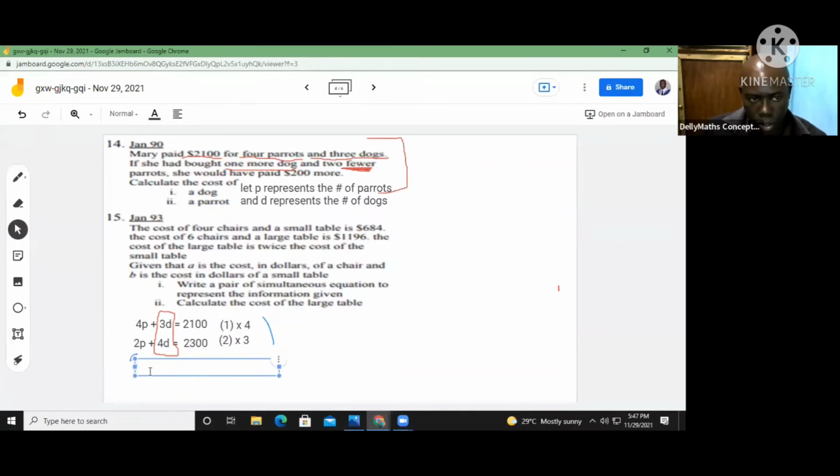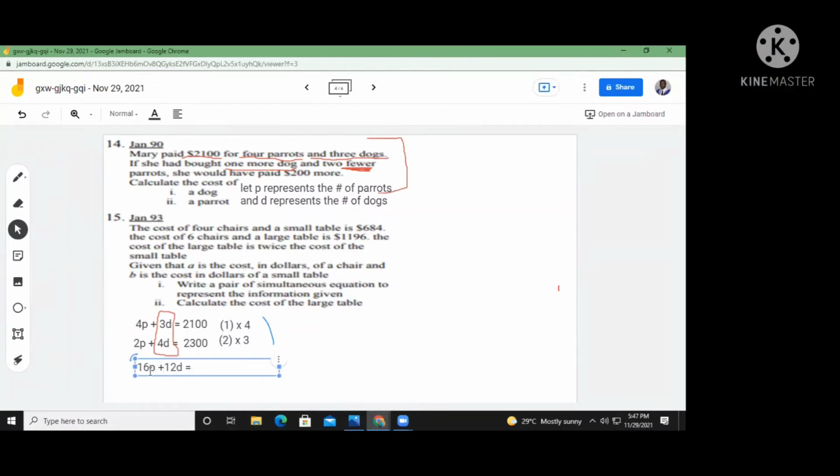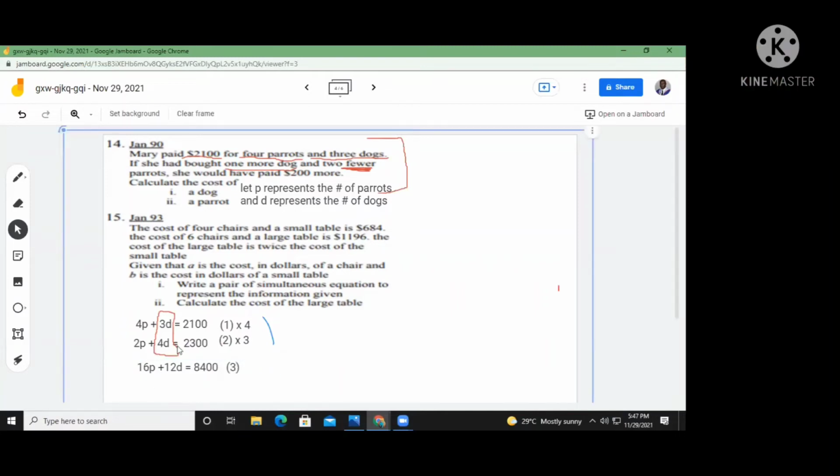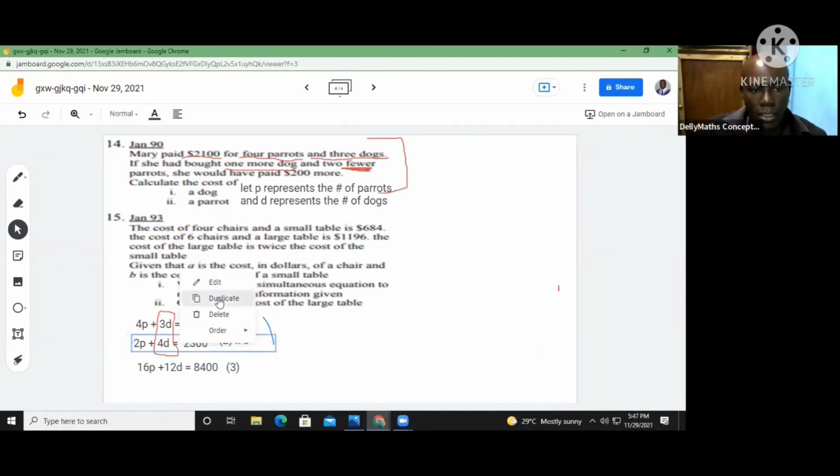All right, so 4 times 4, that's 16P. Plus 4 times 3, that's 12D. And that is going to land us 8,400. 8,400. Very good. Yes, sir. 8,400 is good. Everybody agree to that? Yes, sir.